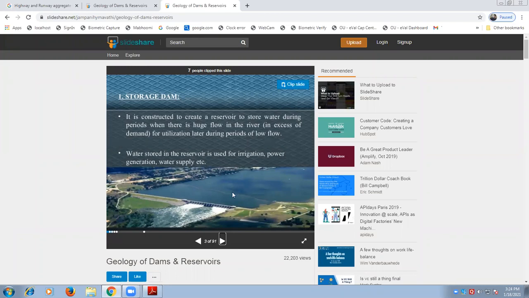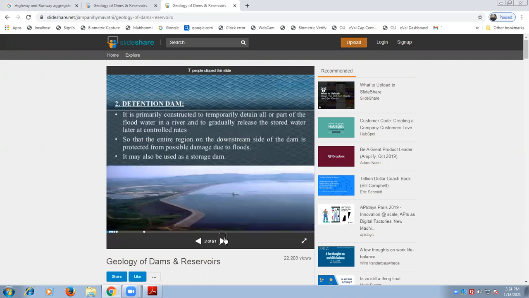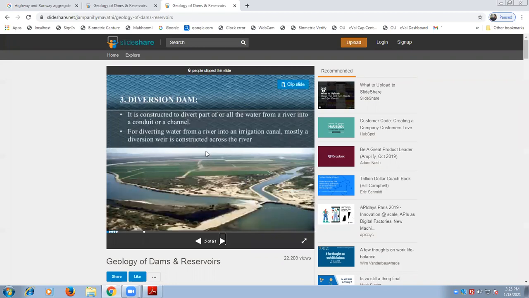So, this water which is stored in the reservoir may be used for irrigation, power generation, water supply, etc. Now, a detention dam is used to detain the flood water or the excess water and release the stored water later at controlled rates. This is constructed to ensure that the downstream area is protected from damage due to floods. This may also be used as a storage dam.